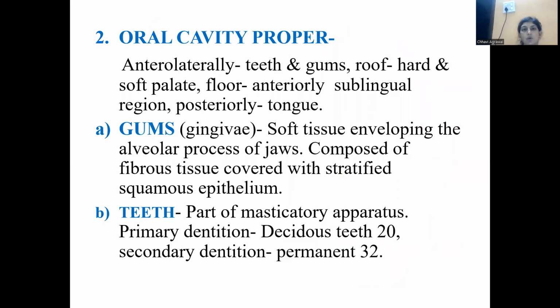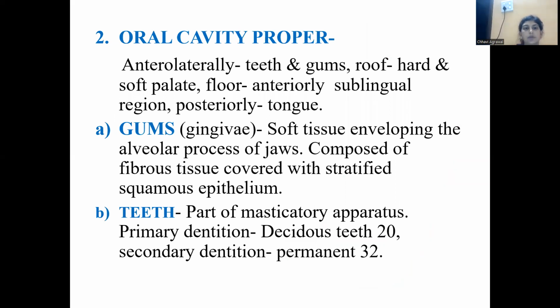The oral cavity proper: anterolaterally, it is the teeth and gums. The roof is formed by the hard and soft palate. The floor is formed anteriorly by the sublingual region and posteriorly by the tongue.